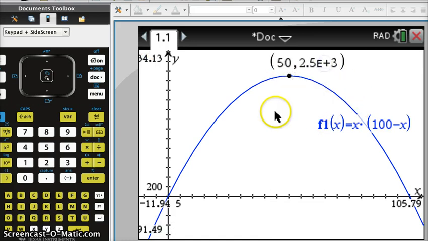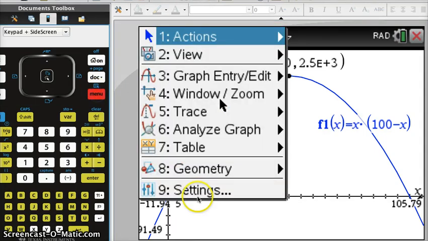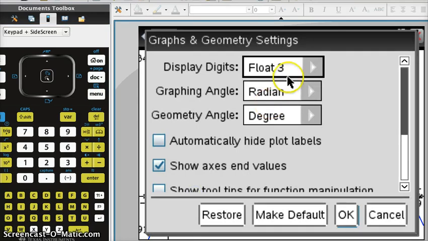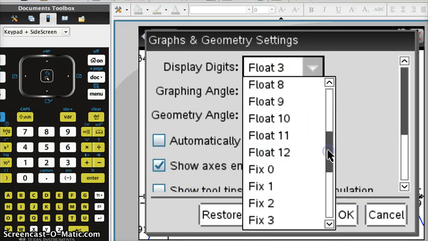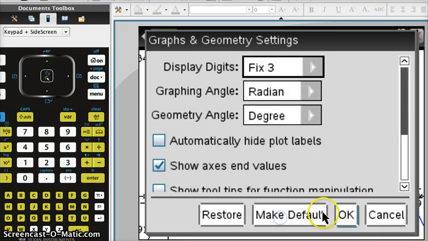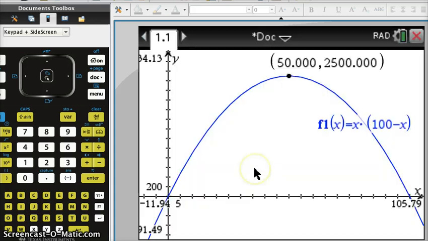It gives me this number 50 and then 2.5 e plus 3. That means that's 2.5 times 10 to the third. Let's try changing, as we did in class, the settings on the decimal stuff here. Float 3, again, fixed 3 was kind of helpful before. If I do fixed 3, that changes it to this. So I at least see that number. It doesn't look so silly. So it's 50 and 2,500.